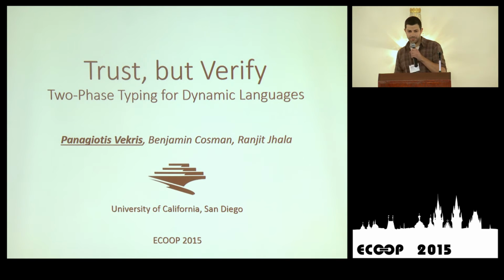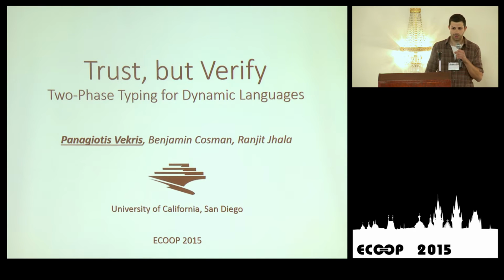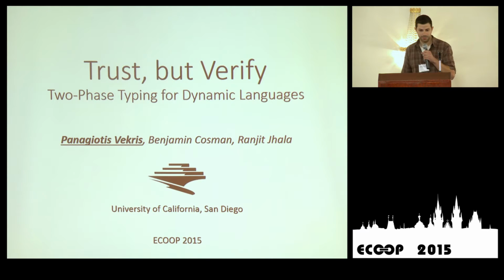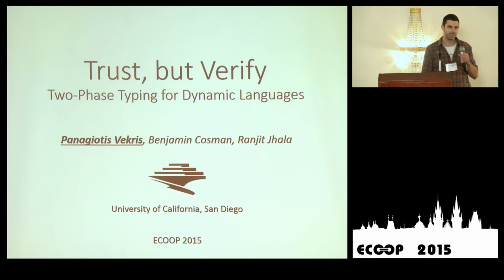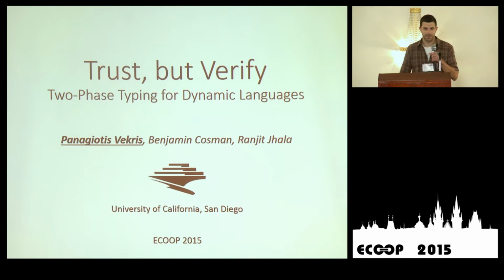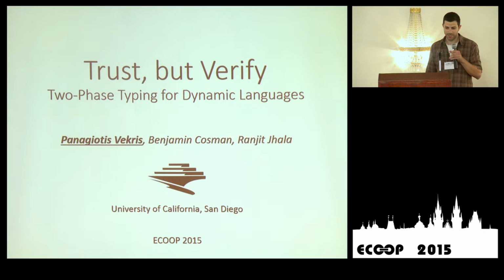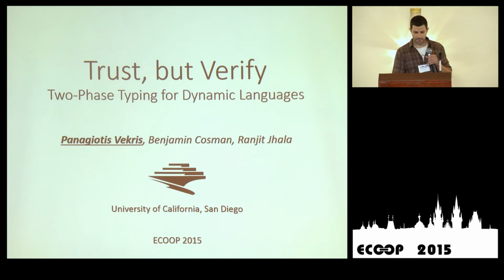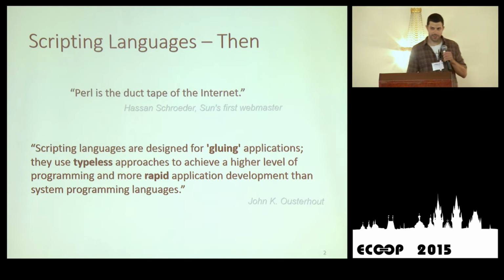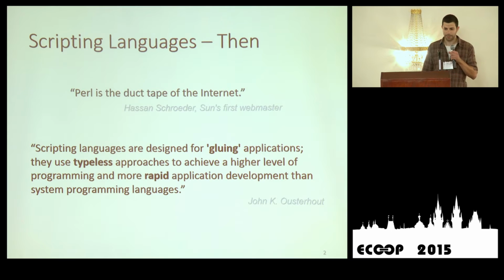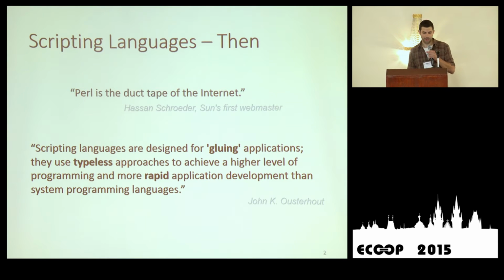So my name is Panagiotis Vekris, and this is joint work with Ben Cosman and Ranjit Jhala from UC San Diego. The title of this work is Trust but Verify, a two-phase typing technique for dynamic languages. And even though this is the gradual typing session, this technique is purely static. The main focus of this work is scripting languages.